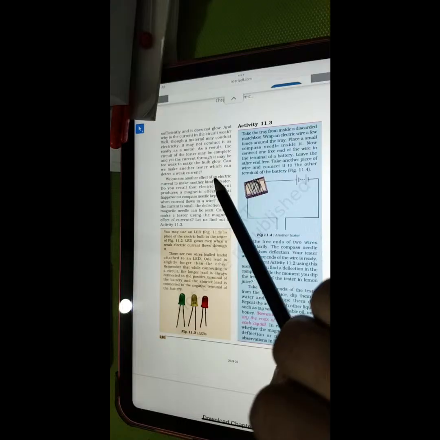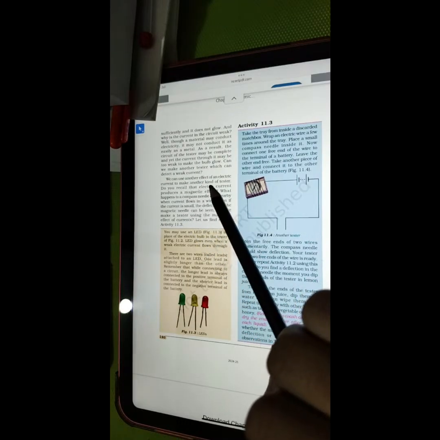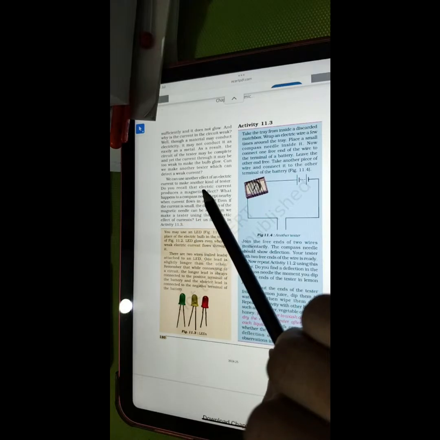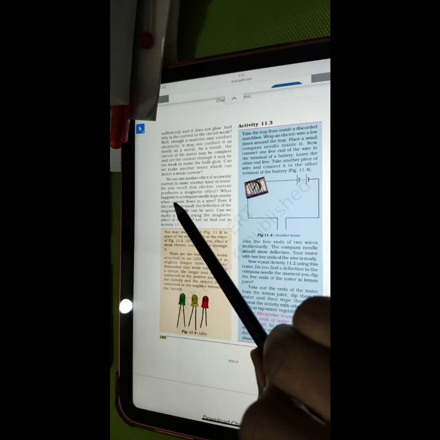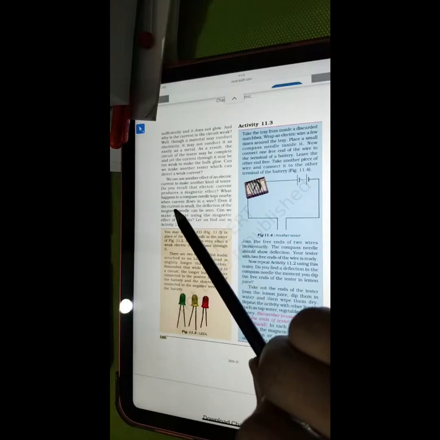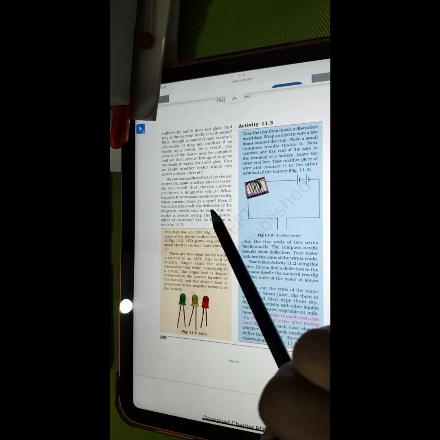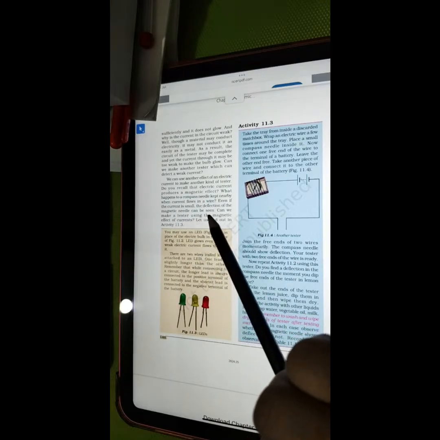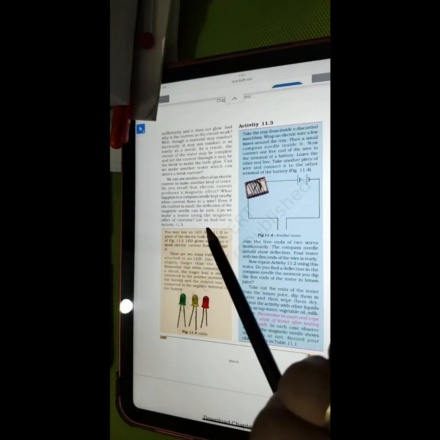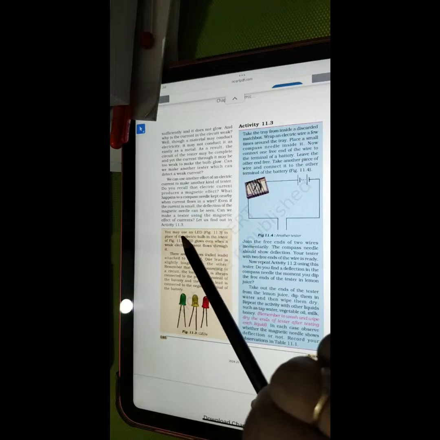Can we make another tester which can detect a weak current? We can use another effect of an electric current to make another kind of tester. Do you recall that electric current produces a magnetic effect? What happens to a compass needle kept nearby when current flows in a wire? Even if the current is small, the deflection of the magnetic needle can be seen. Can we make a tester using the magnetic effects of currents? Let us find out in activity 11.3.